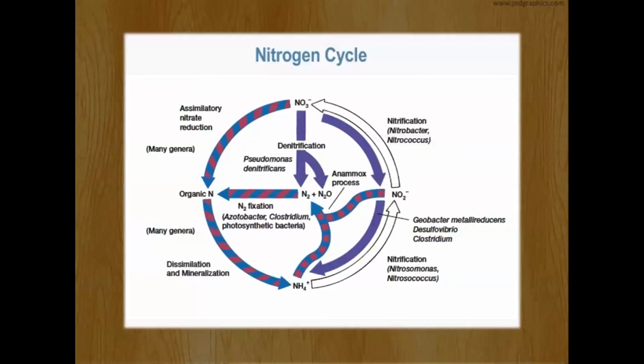Now let us move to the nitrogen cycle. We can see that nitrogen can exist in different forms: organic nitrogen, simple nitrogen N2, nitrate, nitrite, ammonium and so on. Again the same kind of chemical reactions and interconversion from one form to the other occur.